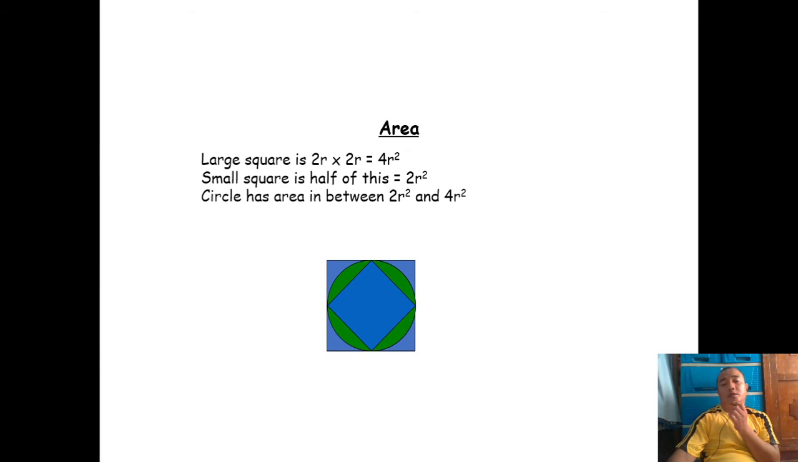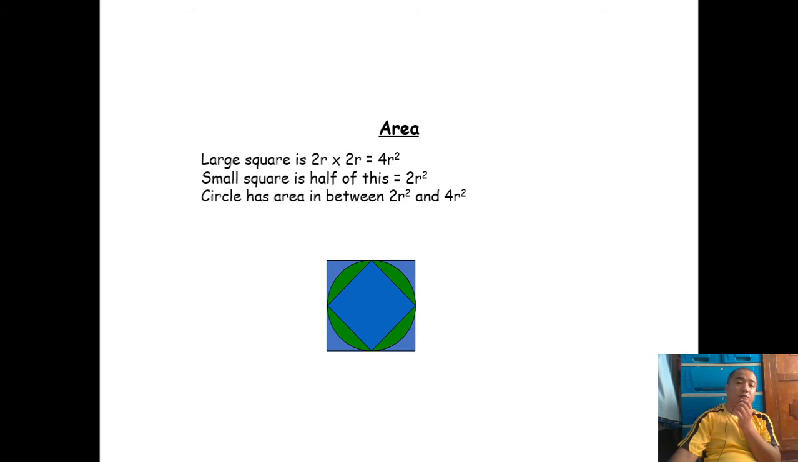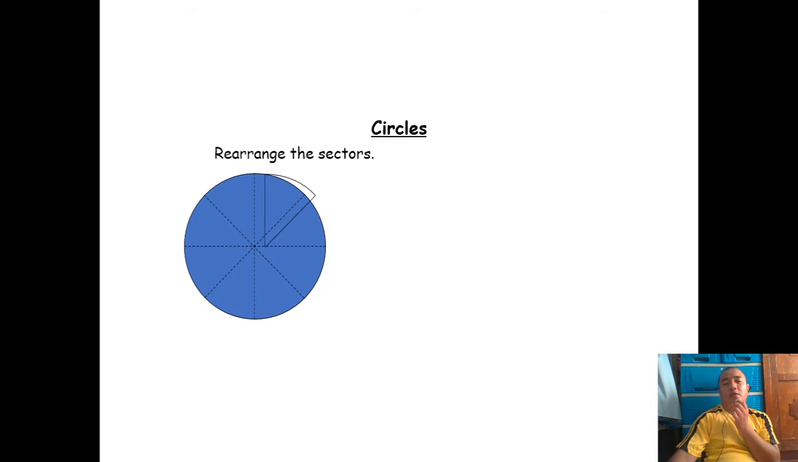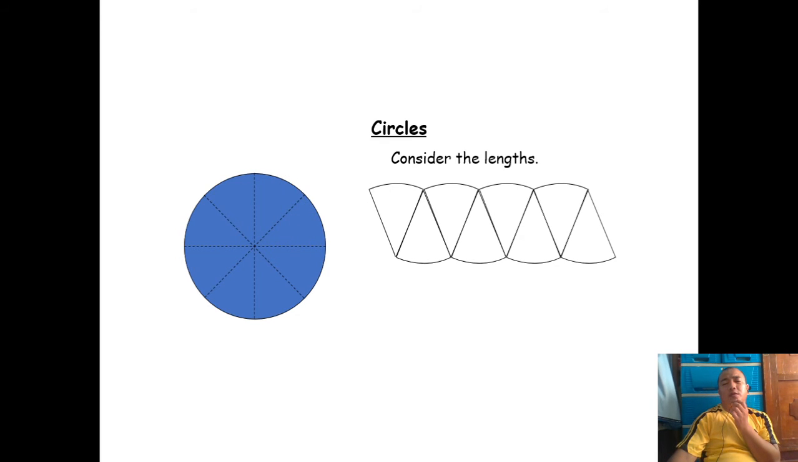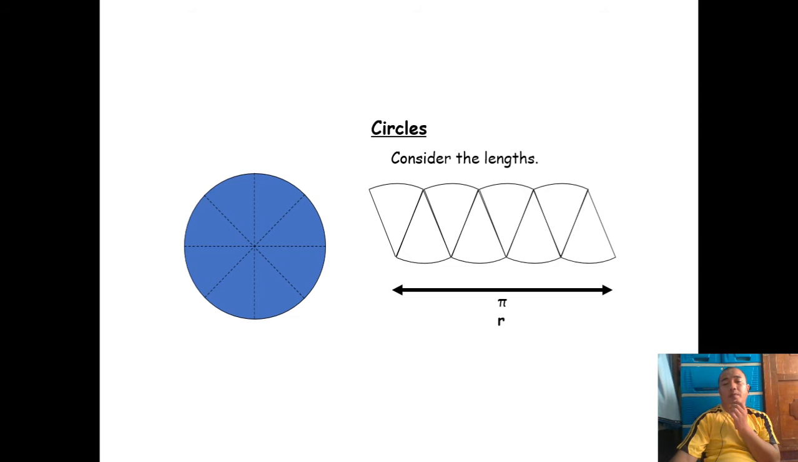And the circle is between 2r squared and 4r squared. It's equivalent to pi r squared. So our circle has a radius r. Rearrange the sectors. Let's consider the lengths. The circle becomes like the shape of a parallelogram. From the parallelogram, we can say that the circumference of the circle is 2 pi r. The length of half the circumference is pi r, so the length of this side is pi r times r. That means pi r squared.